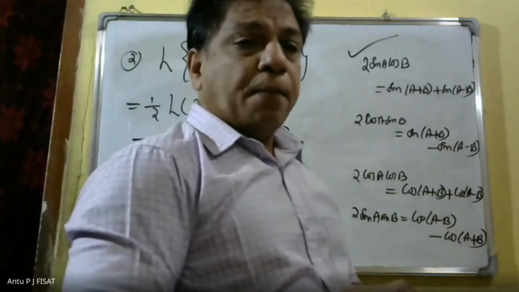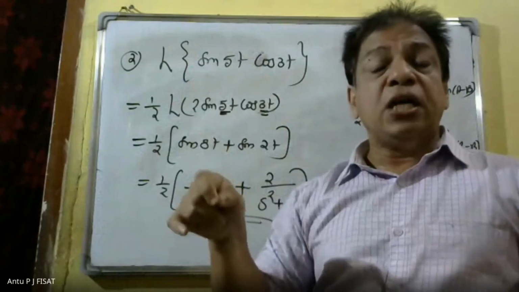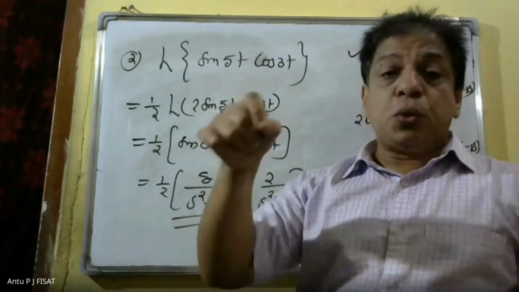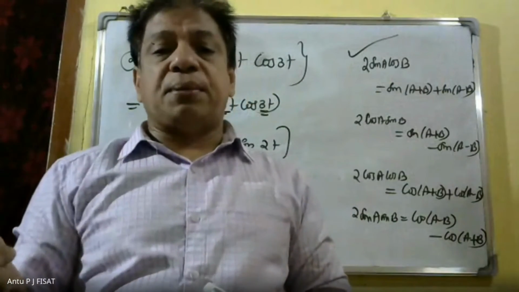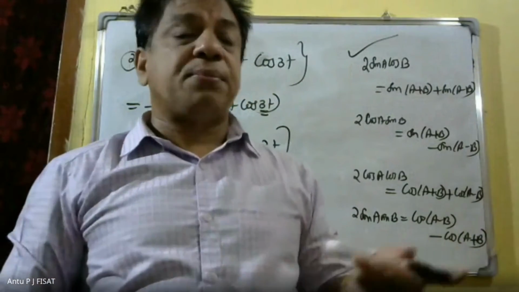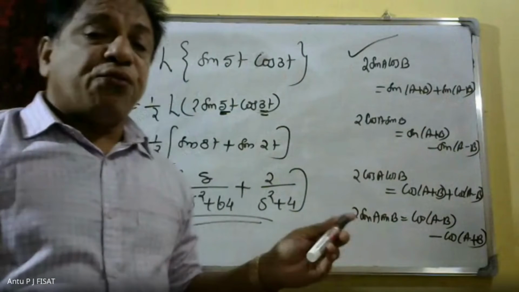To obtain the Laplace transform of sin 5t cos 3t, we should know the identity 2 sin a cos b is equal to sin (a plus b) plus sin (a minus b). Applying that identity, we can easily work out the problem, and the result will be 1 by 2 into (8 by s square plus 64 plus 2 by s square plus 4). Then we do the next problem.